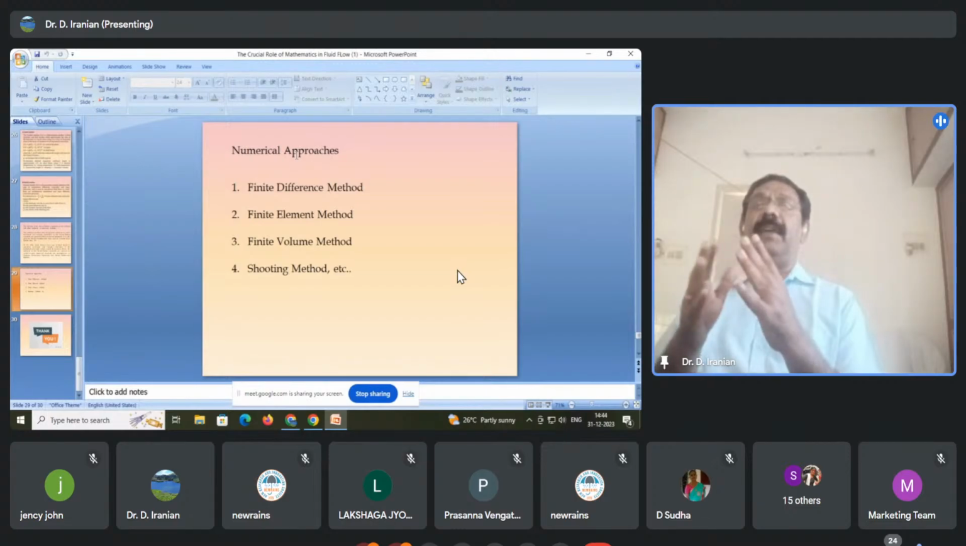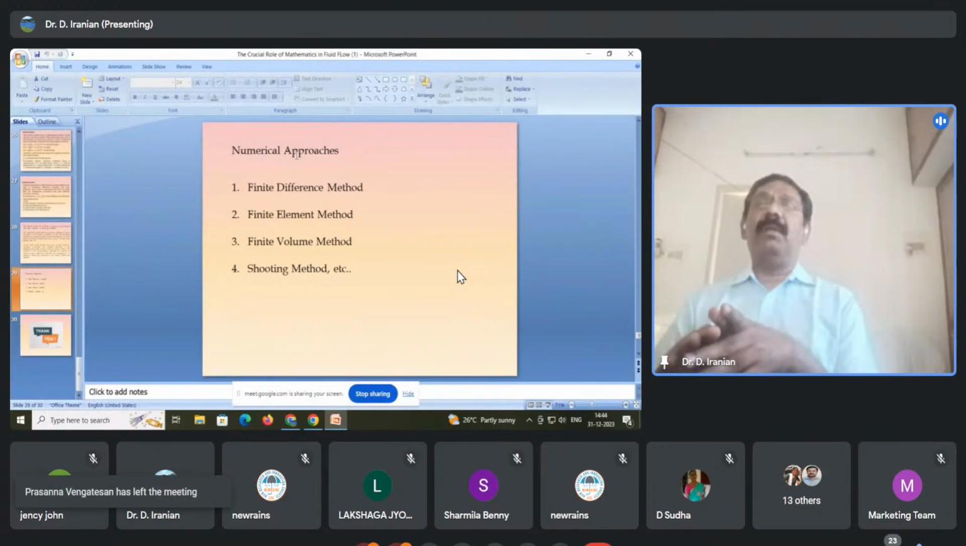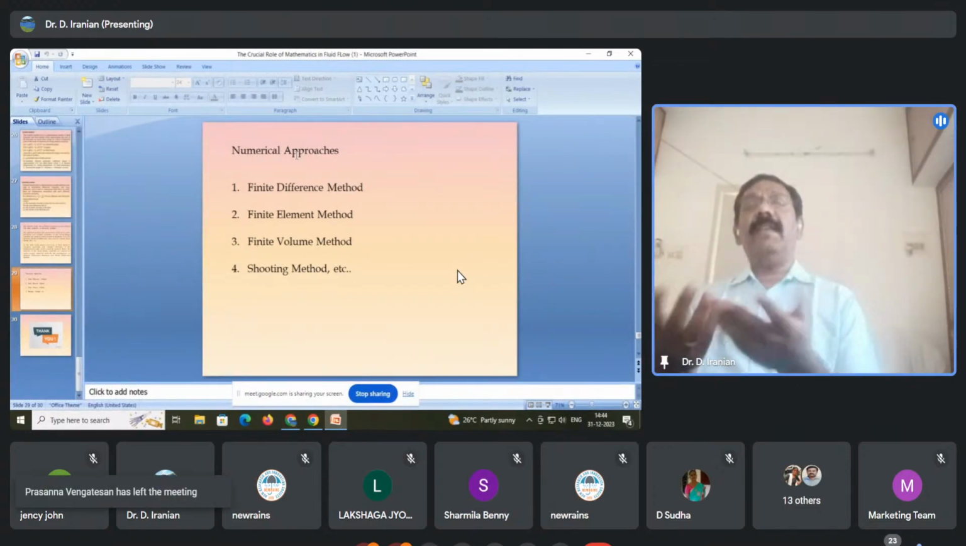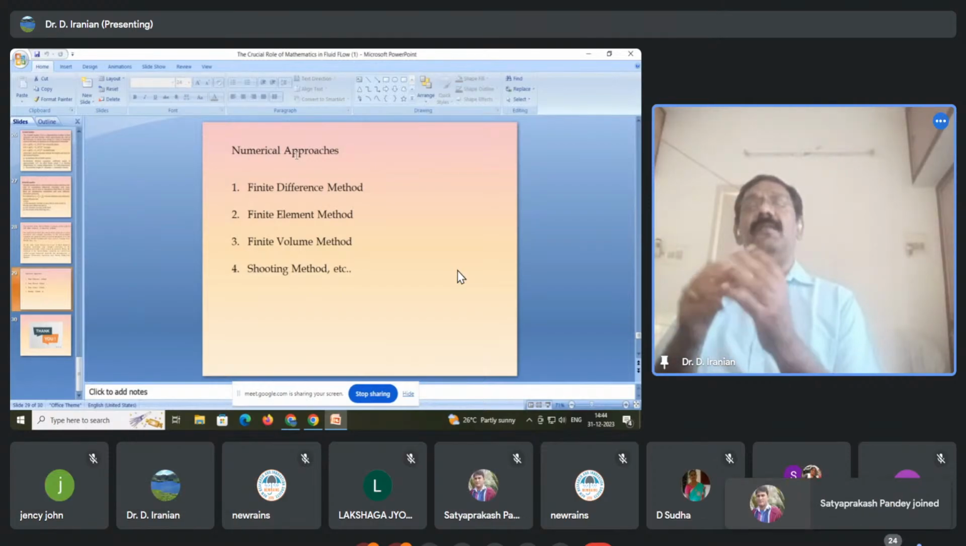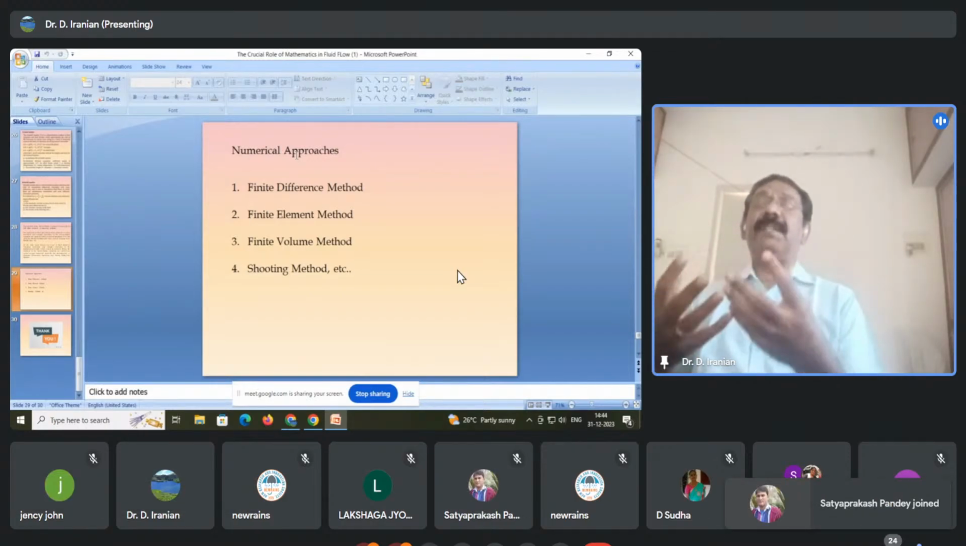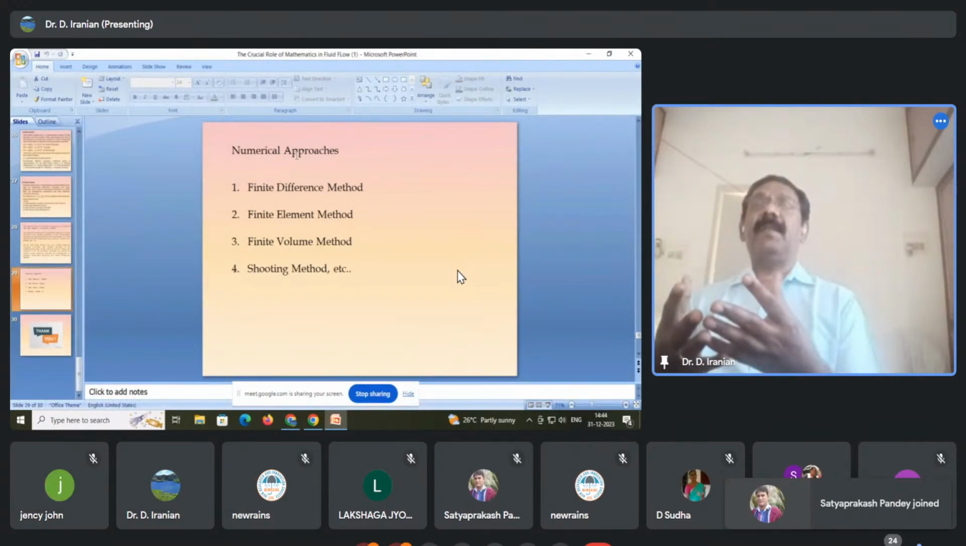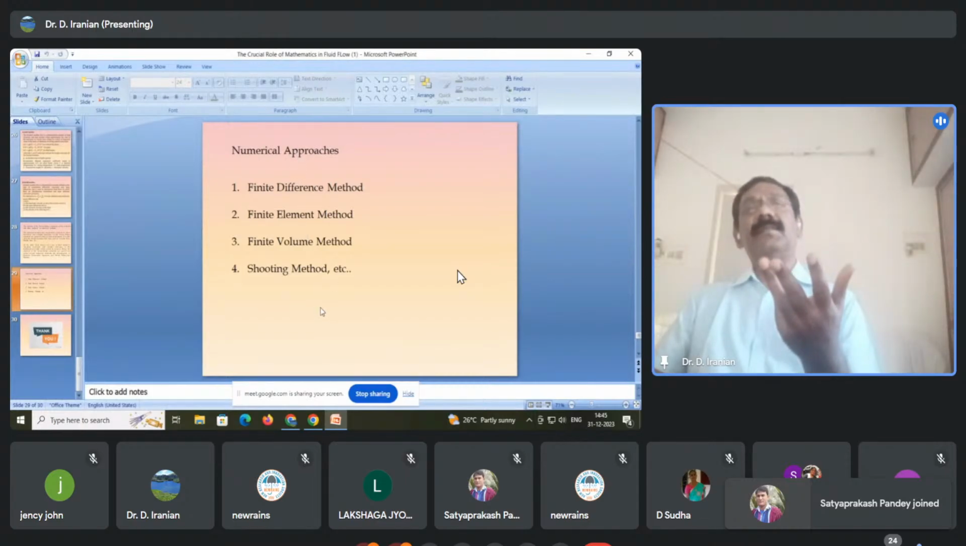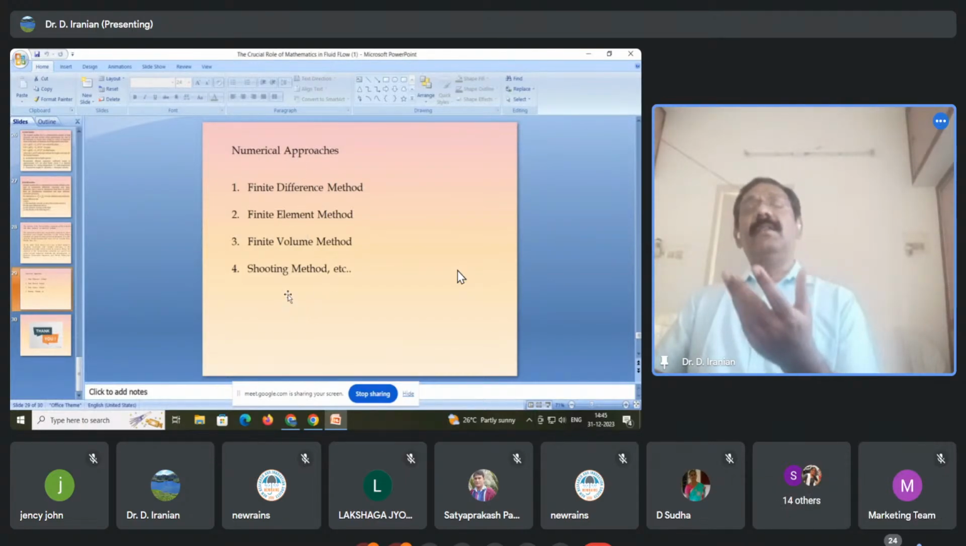We are applying these methods on the problem. After that, how can we get the solutions? How can we express the solutions through graphs? For that we have so many software packages. What are those?